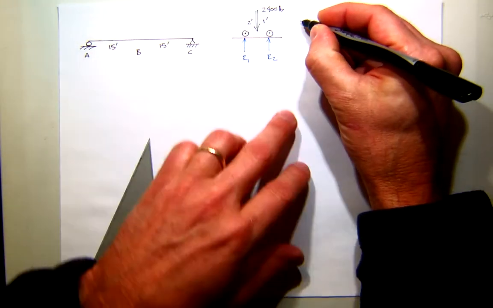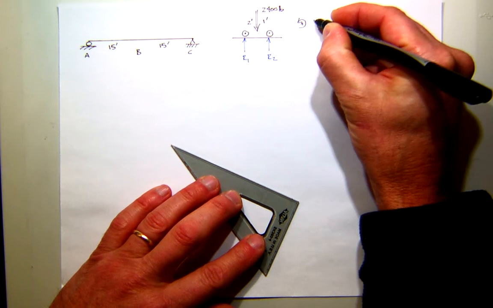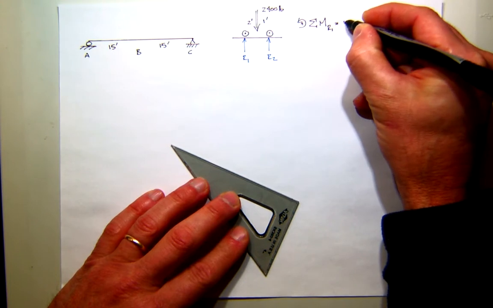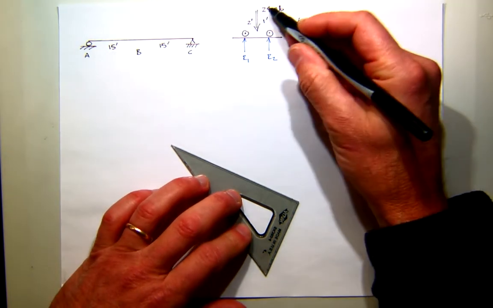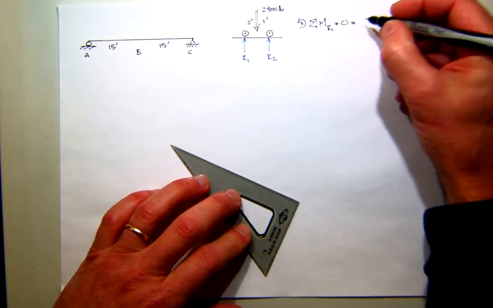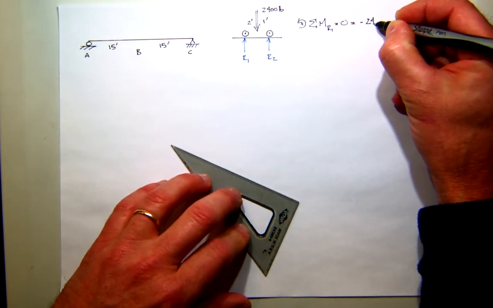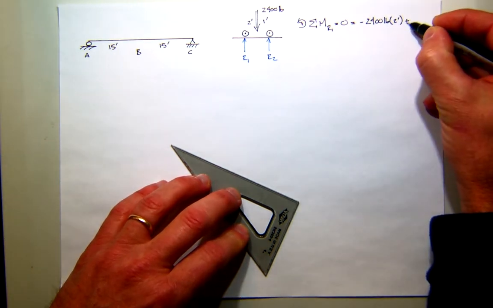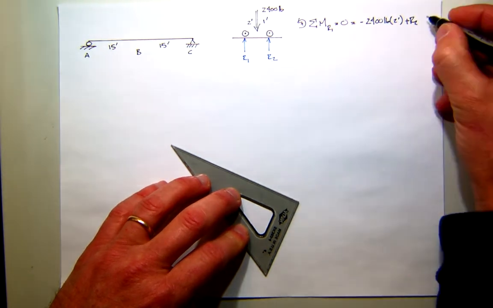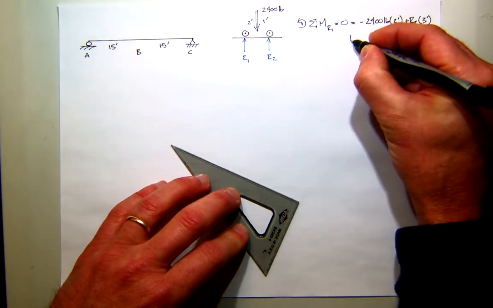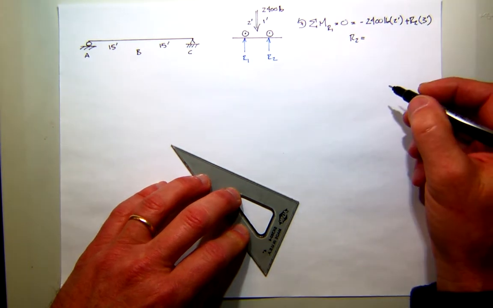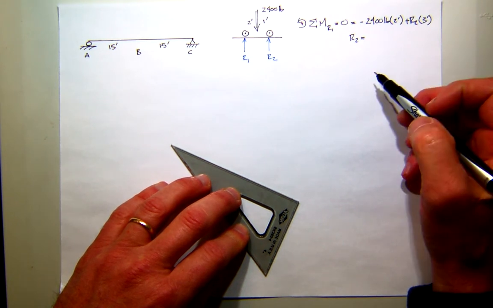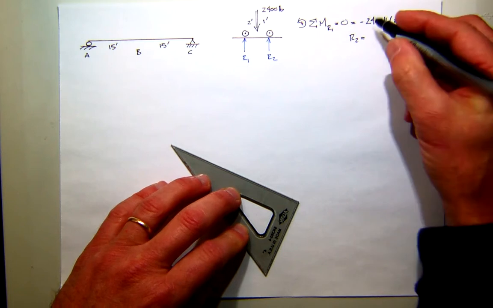If I sum the moments about, say, R1, to make sure this whole thing is in equilibrium, what would I get? I'd have the total weight of the system creating negative moment, so 2,400 pounds at a distance of 2 feet, and then positive moment created by the reaction at 2 times its moment arm, which is 3 feet. So it looks like the reaction at 2 is 1,600.